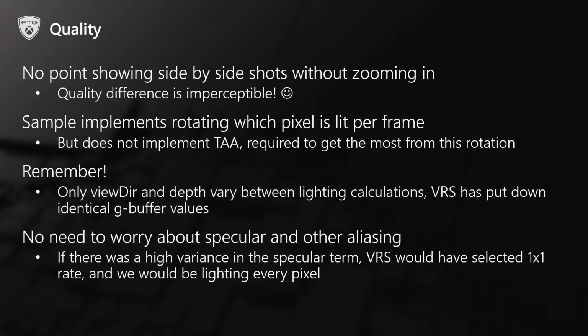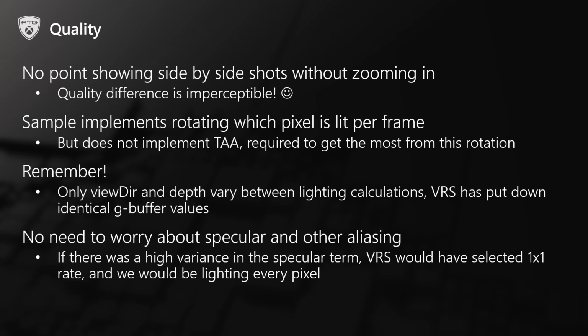So that was performance. Now the all-important quality, which was my number one consideration. In fact, when doing this work, we had to be able to show a performance win, but not at a reduction in quality. The sample actually implements rotating which pixel is lit every frame, and it does that at 0 cost, but it doesn't implement temporal anti-aliasing. So for the purposes of quality comparisons, you might not want to turn that on.